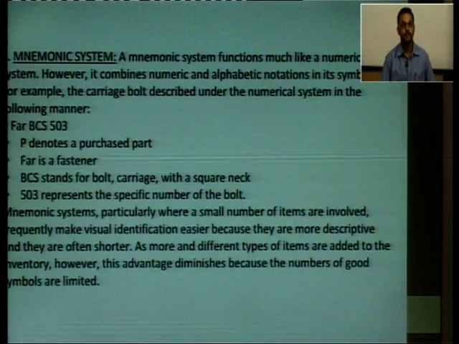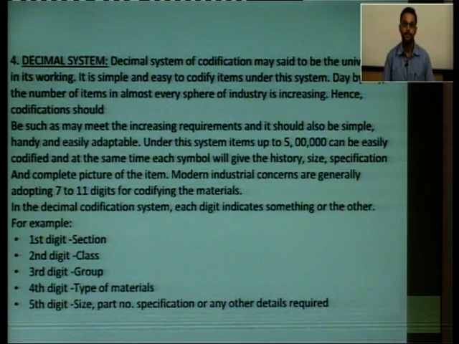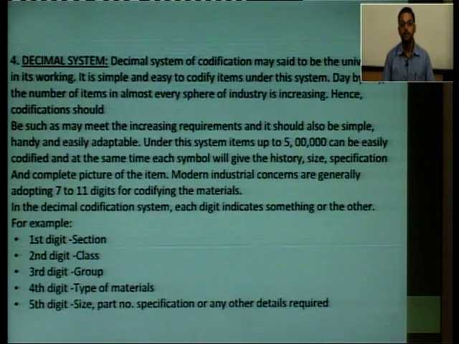Let us move to the next system. Decimal system. The decimal system of codification is universal in its working, very simple and easy for codifying items. Day by day, the number of items in almost every sphere of industry is increasing. Hence, codification should be done in such a manner that it meets the increasing requirement of industry, as well as being simple.